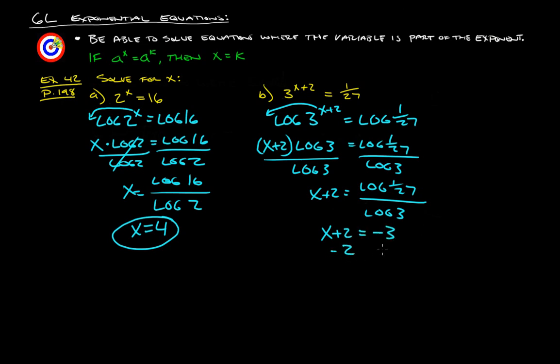So now to figure out what x is, we just subtract 2 from both sides, and we get that x equals negative 5. Just the same answer as we got doing it by hand. All right. Okay, we'll try a couple more examples here just to make sure that we've got this down, and away we go.